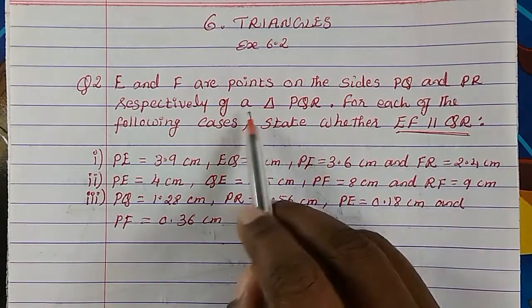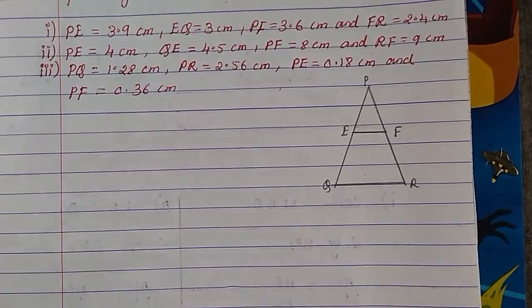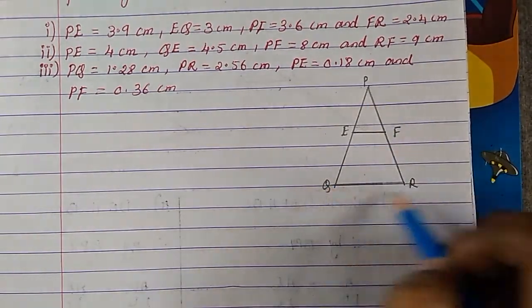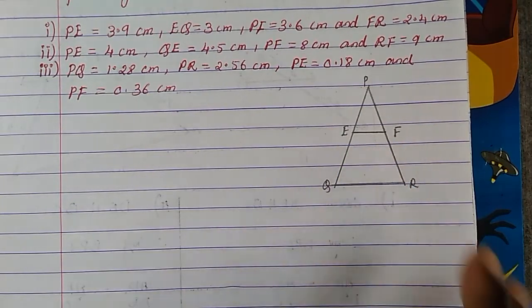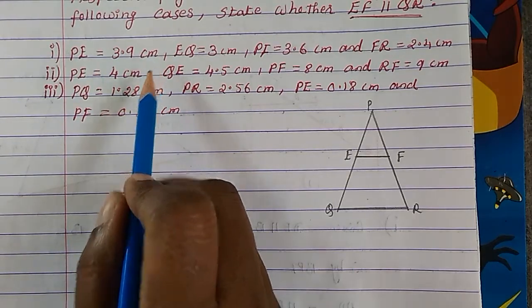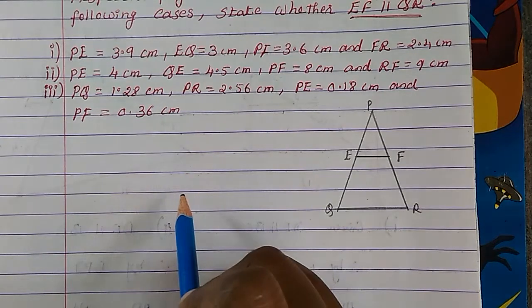So first of all, let us draw a triangle PQR. This is our triangle PQR. We have PQR and then EF is here. So what we have to prove in each case is that EF is parallel to QR or not, for each case separately.